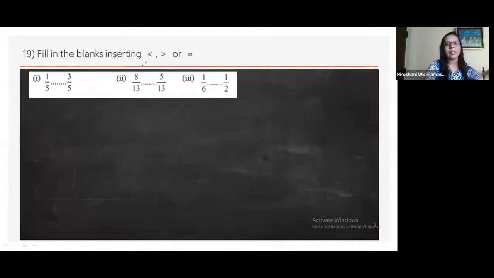Question 19. Fill in the blanks, inserting greater, less, or equals. Look at here. 1 over 5, 3 over 5. Denominators are the same. That time you have to select the fraction containing the larger numerator. So this one is the largest. So you can put the sign to this side. Here the denominators are the same, so the fraction with the larger numerator is the largest one. Here the numerators are the same. The fraction with the smaller denominator is the largest one. Right.